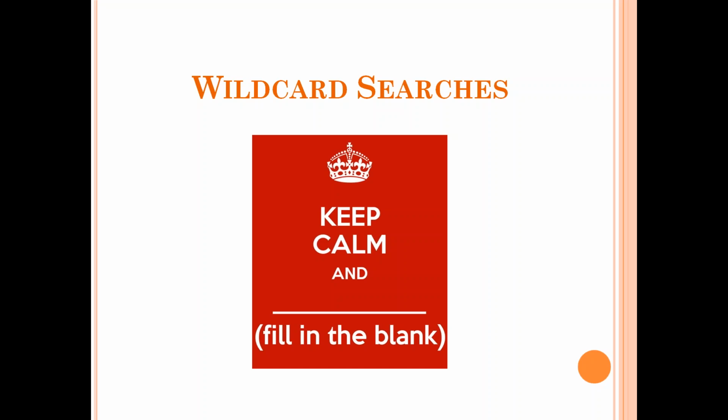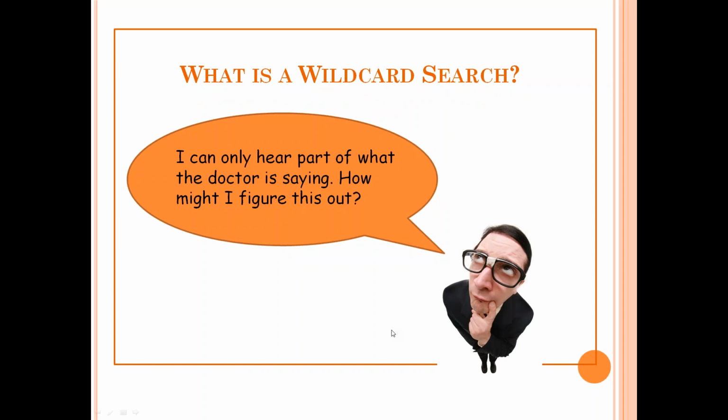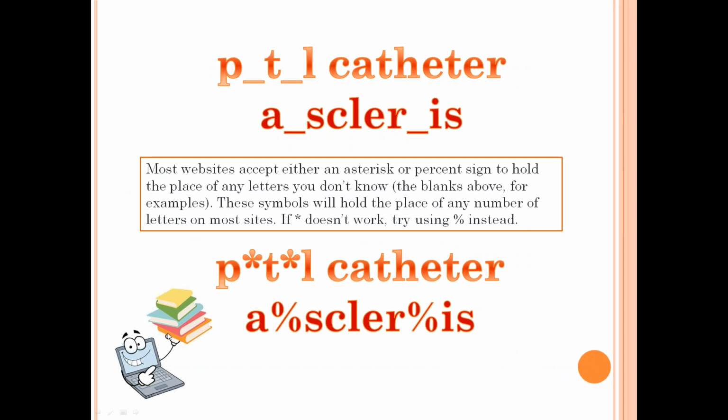A wildcard search is basically when you can hear part of a term or a phrase, but not the entire thing. So this guy that I thought was adorable says, I can only hear part of what the doctor is saying, how might I figure this out? This is the first step that I normally do, and it's a very common one for me. I usually do what's called a wildcard search.